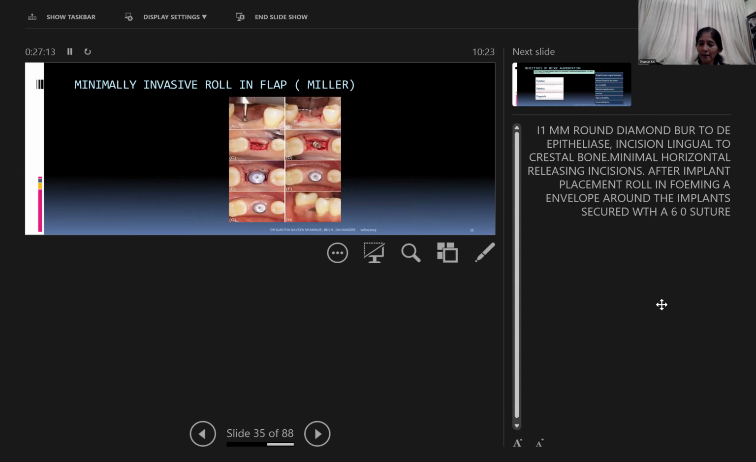And you can have minimal horizontal releasing incisions. And after the implant placement, you just have to roll in, creating kind of an envelope and tuck in onto the labial side. And you have to secure it with a good suture. So what happens is you have a good soft tissue volume around the buccal or the facial surface. Thereby, you're creating a beautiful emergence profile.